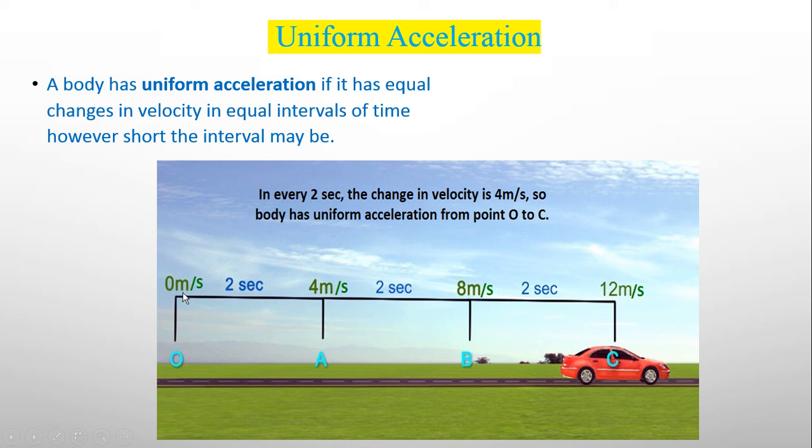Initially, the velocity of the car is 0, but after 2 seconds, it attains the velocity of 4 meter per second at point A, and after 2 seconds more, as it approaches point B, it attains the velocity of 8 meter per second. And again, after 2 seconds from position B to C, it attains the velocity of 12 meter per second. So you can see here that in every 2 seconds, the change in velocity is 4 meter per second. So the body has uniform acceleration from point O to point C.